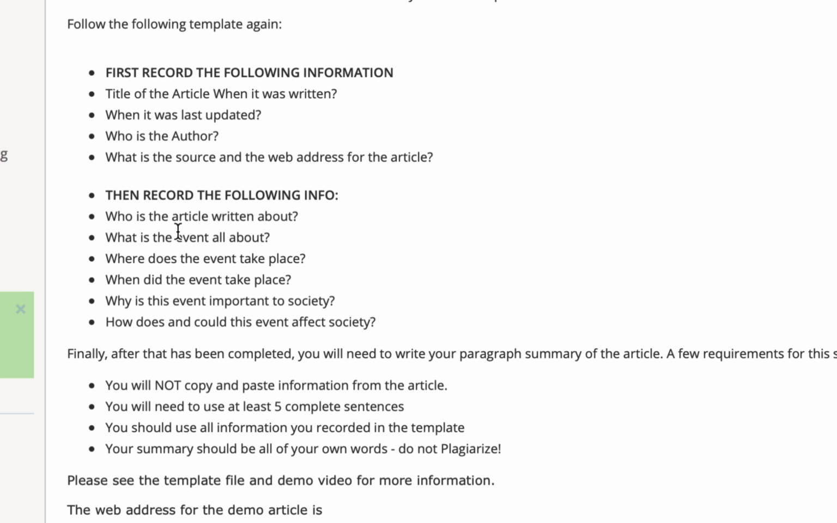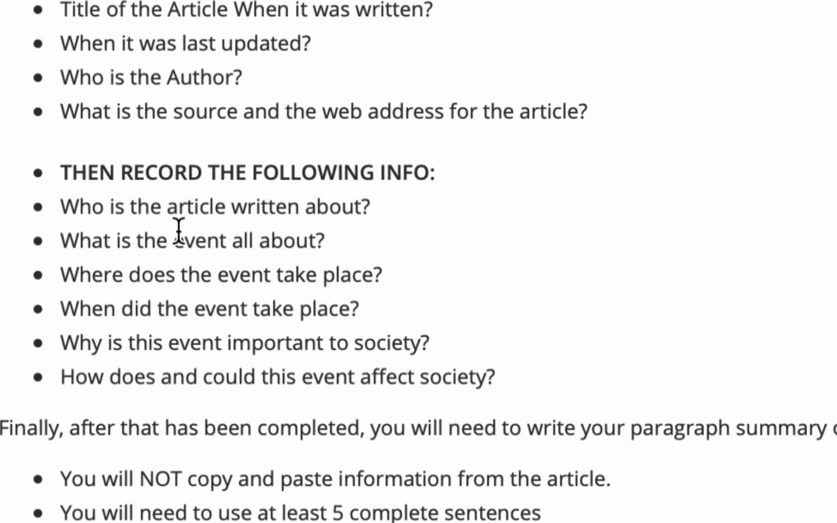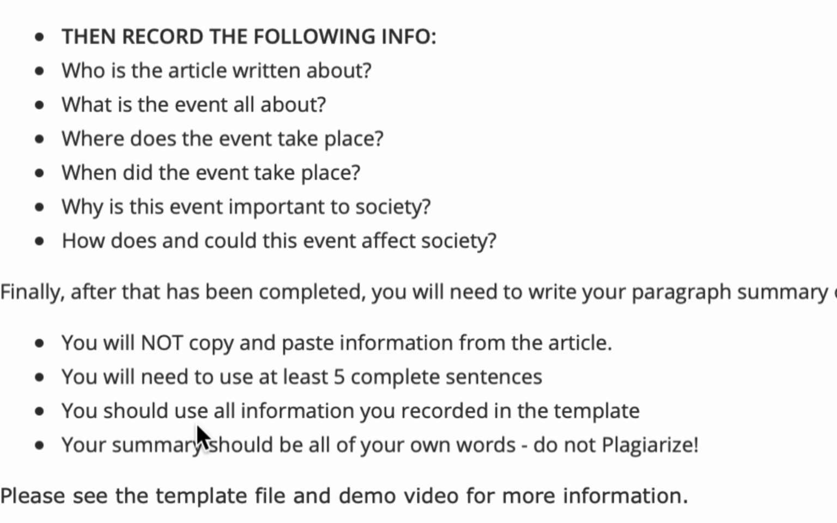Who is it written about? Where does the event take place? What is the event all about? When did the event take place? Why is the event important to society? And how does or could this affect society? And so, again, the same kind of stuff as before. We're not copying, pasting. As we are writing these, you're coming up with your own sentences. 1 sentence per thing, per question here.